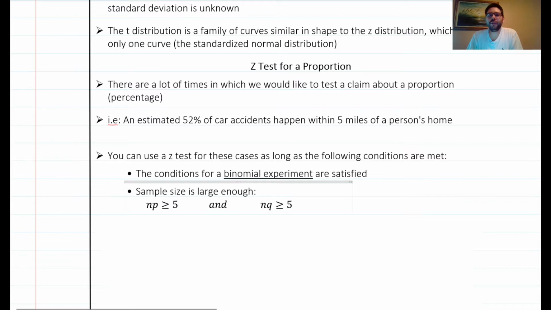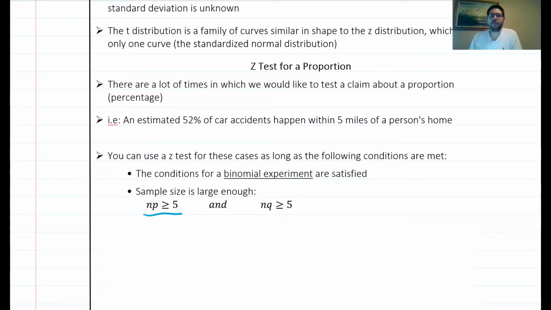Now, large enough for the z-test for the proportion is that the sample size times the proportion or probability of success, that's what we call little p, the population proportion. So the sample size times that has to be greater than or equal to 5. And the same thing for n times q.